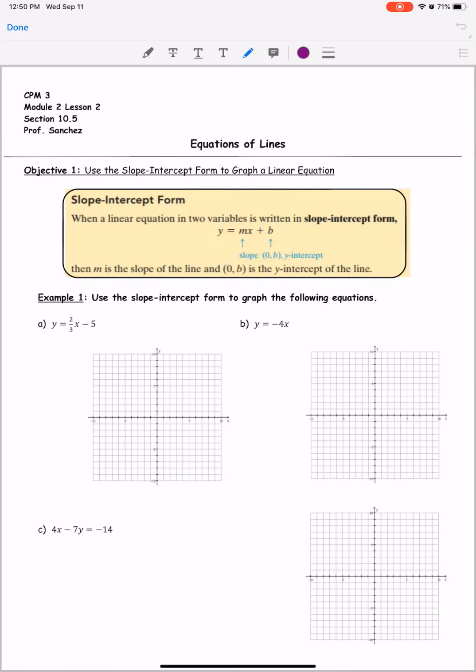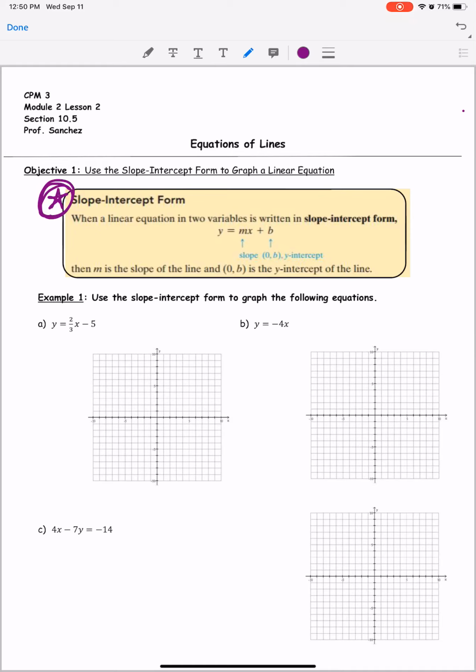So we've already learned two ways. We've learned the first way by making your little T-chart where you find 3 different points and plot them. And then the second way was your x-intercept and y-intercept. So both of those methods were in Module 1. So in Module 2, we're learning the third way, which is by the slope-intercept form.